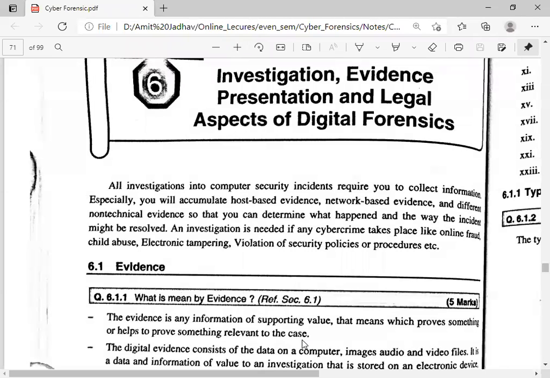All investigations of computer security incidents require collecting information, especially host-based evidence, network-based evidence, and different non-technical evidence, so that you can determine what happened and how the incident might be resolved. An investigation is needed if any cyber crime takes place, like online fraud, child abuse, electronic tampering, violation of security policies or procedures, etc. The digital evidence should be obtained by using different tools and techniques, and that we are going to learn in cyber forensics.